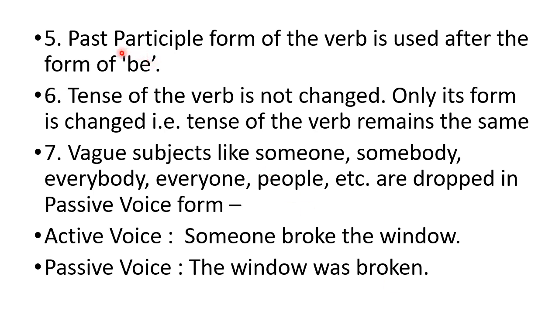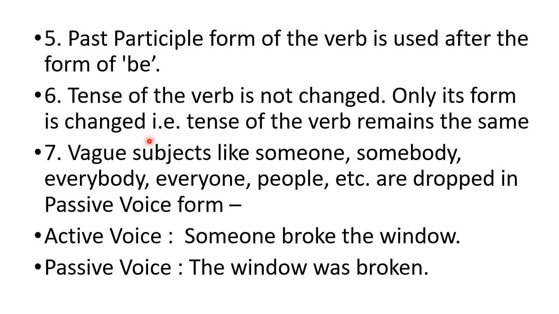Now, after adding by and making necessary changes in pronouns, the next thing that you have to keep in your mind is that the past participle form of the verb is used after the form of be. Basically, keep this in your mind that in passive voice, only the third form of the verb is used. Sixth point, the tense of the verb is not changed, only its form is changed. That is, the tense of the verb remains the same.